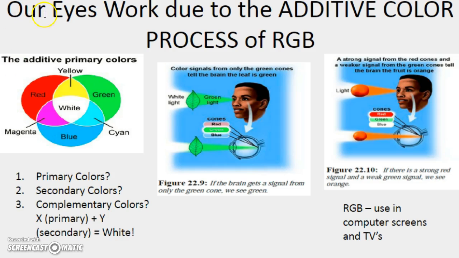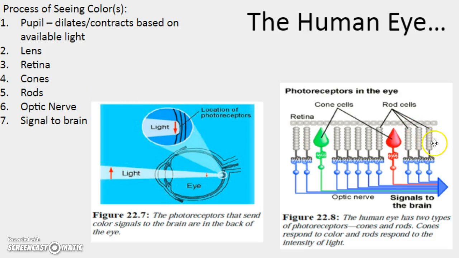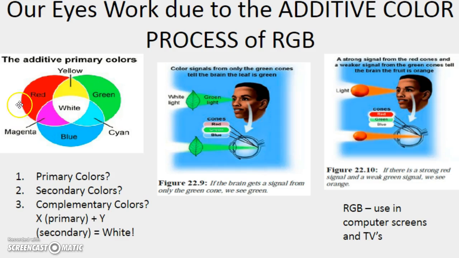So we can then apply this to our eyes, and they work due to the additive color process. The additive color process involves red, green, and blue, and that's why your cones, as we talked about earlier, are red and green and blue. If you get red and green, you view that as yellow, and if you get green and blue, we view that as cyan. And therefore, blue and red mixed, we would see as magenta.